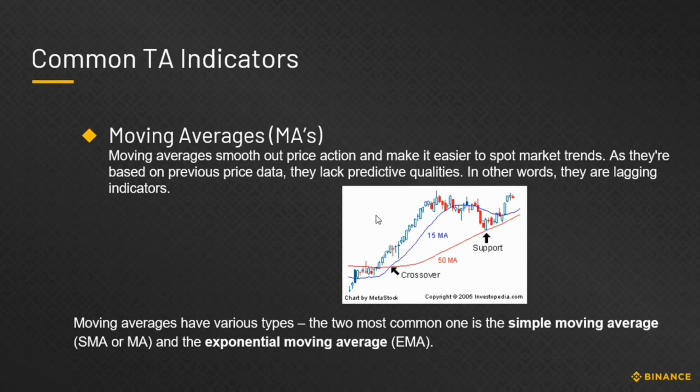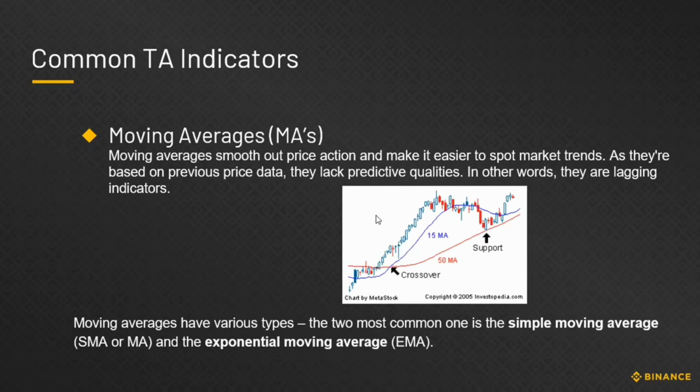And there are two types of moving average. There's the simple moving average and the exponential moving average. Basically, the simple moving average does not pay any importance to the latest price data or the previous price data. What it concerns itself with is that it treats every data point as equal.